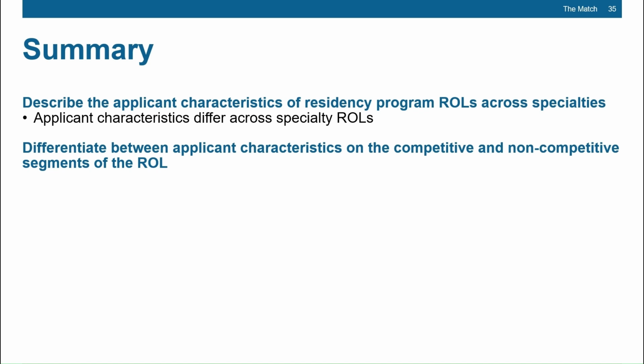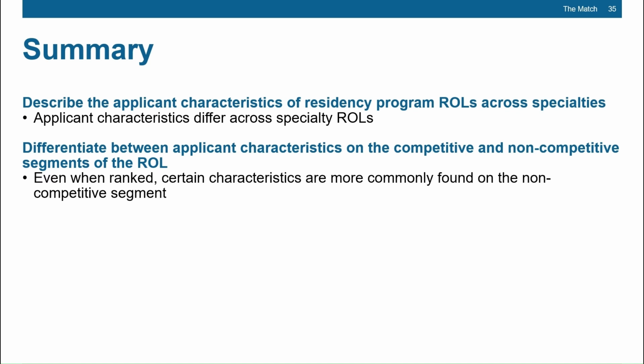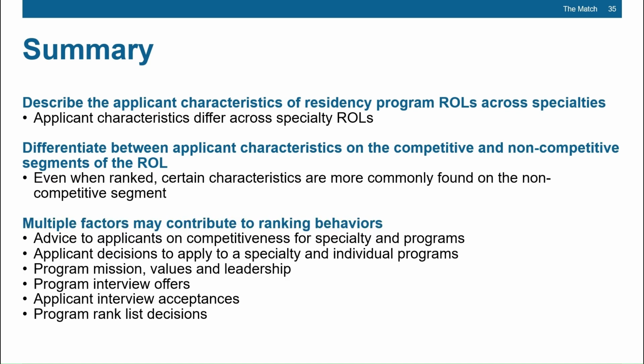We also compared the characteristics of applicants ranked competitively and those ranked non-competitively. And we found that certain characteristics are more commonly found on the non-competitive segment. For example, USDO applicants and applicants who ever failed Step 1 or Step 2 CK tended to be ranked less competitively, while female applicants and those who had higher Step 2 CK scores tended to be ranked more competitively.